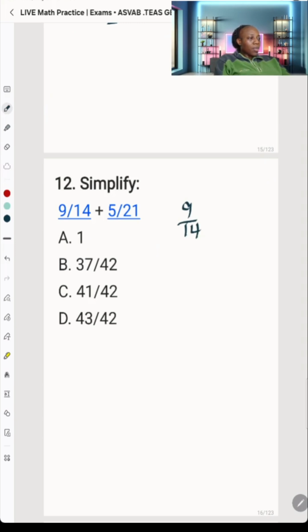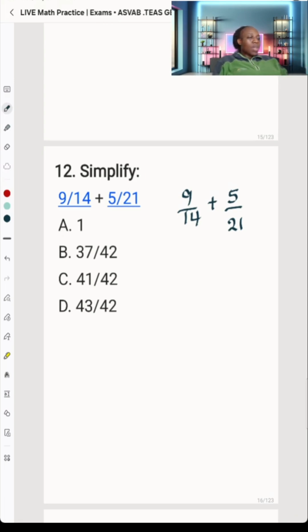Next is 9/14 plus 5/21. Let's work on that. So I will use LCM. What is the LCM of 14 and 21? A number that 14 can divide and 21 can divide will be 42. So here, how many 14 in 42? That will be 3. 3 times 9, that will be 27.